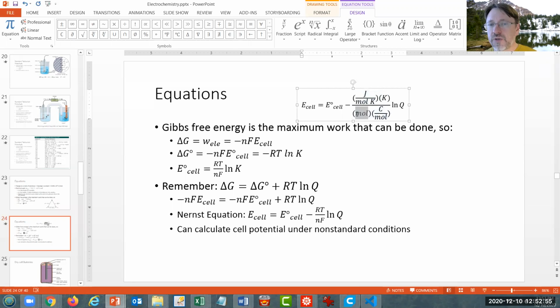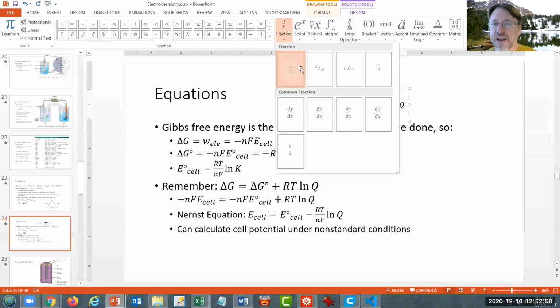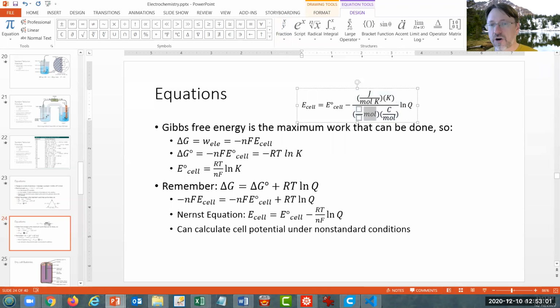So the units on N in this case are actually somewhat unusual. They are moles of electrons over moles of the reaction as written. So if the reaction you wrote exchanges 2 electrons, then it's 2 moles of electrons per 1 mole of the reaction as written. And so this mole cancels with this. This mole cancels with this. We go through and we find that the units end up being joules per coulomb, which is a volt.